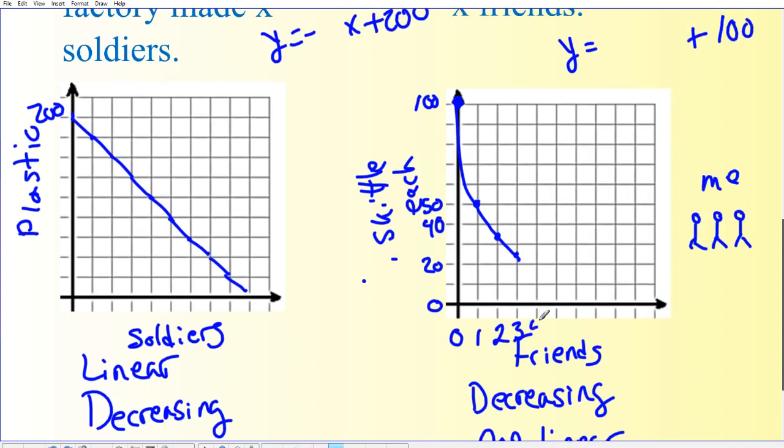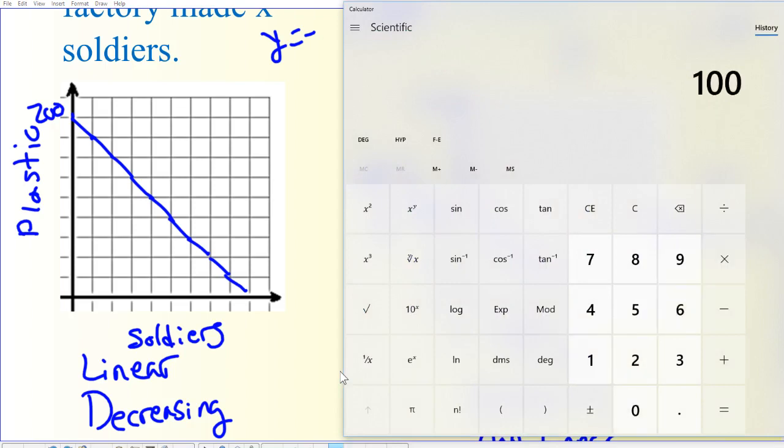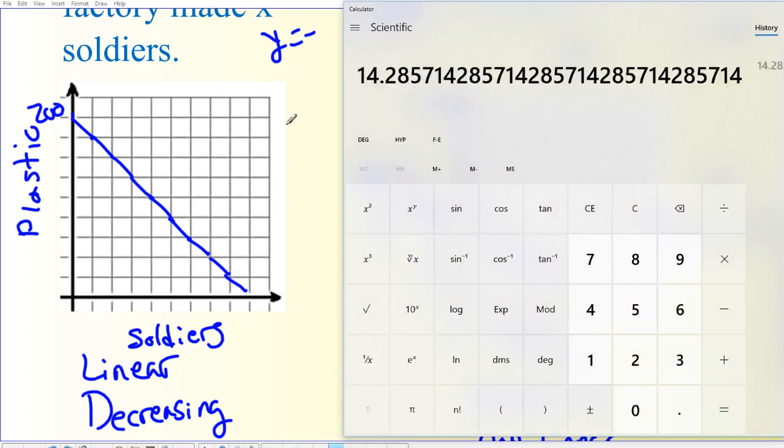4 friends and me, which means 100 divided by 5 is 20. 5 friends and me, which is 100 divided by 6 is 16.6. 6 friends and me, which is 100 divided by 7. I don't know that. 14.2.